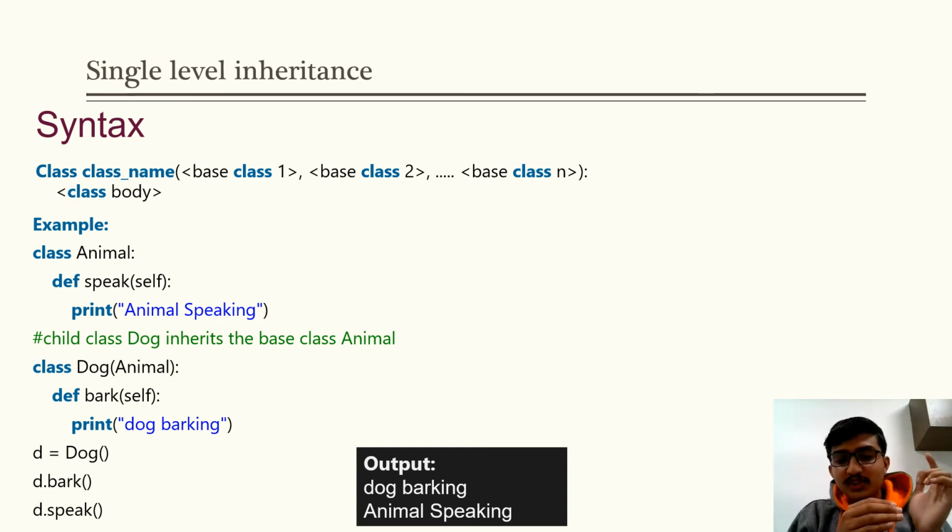But it is not possible to create an object of animal and call a function inside the dog class, because I have explained it before. For example, your grandfather doesn't know how to work on a smartphone. Here we have the output: dog barking and animal speaking. Now let's move forward.